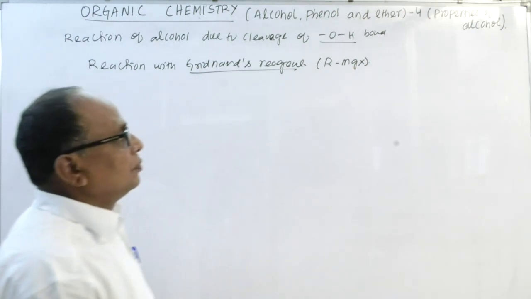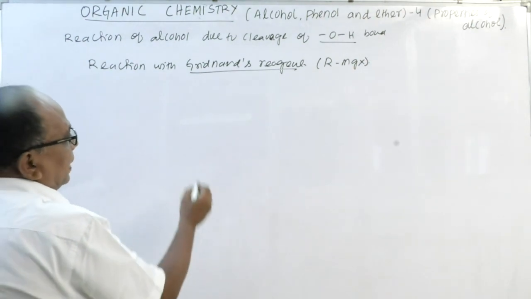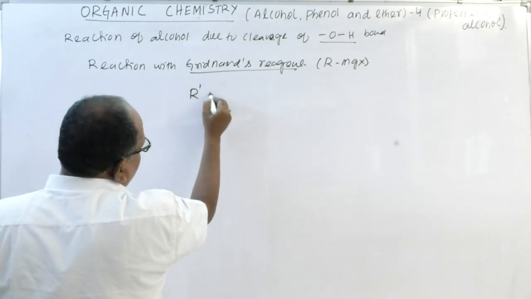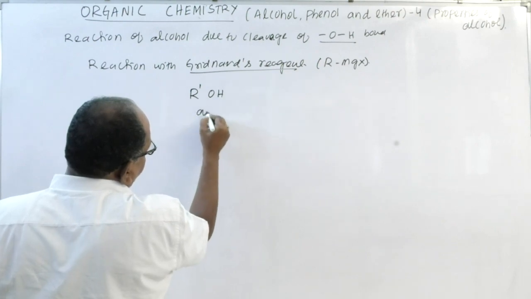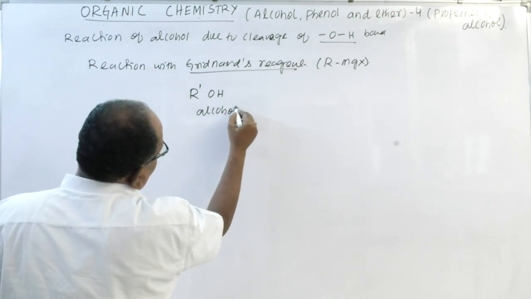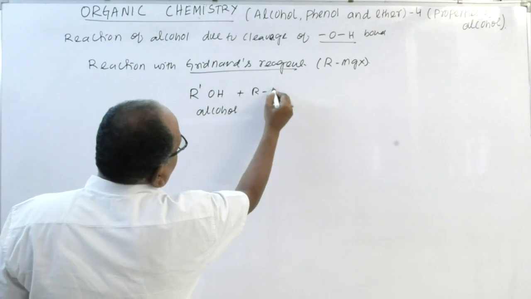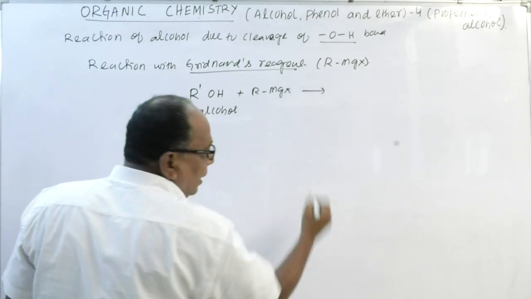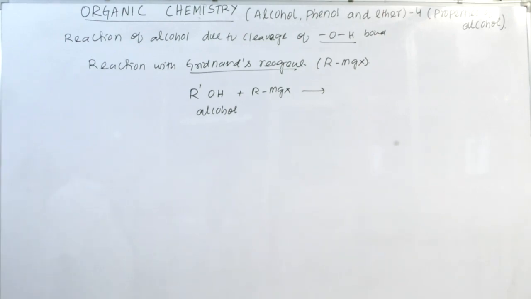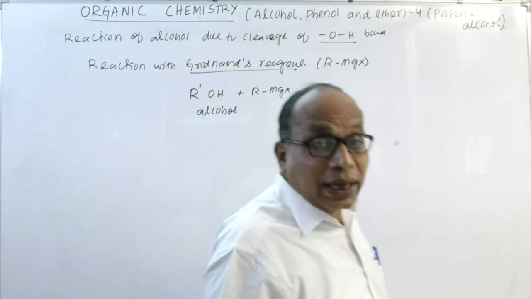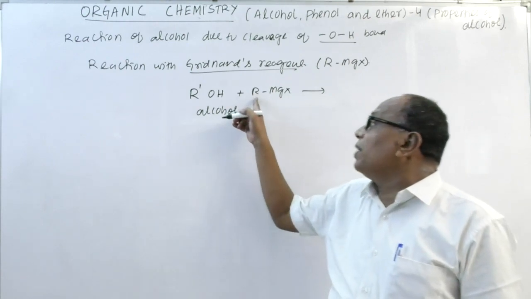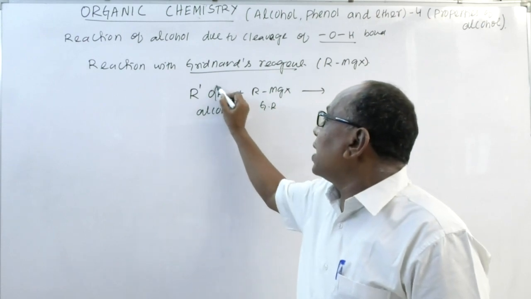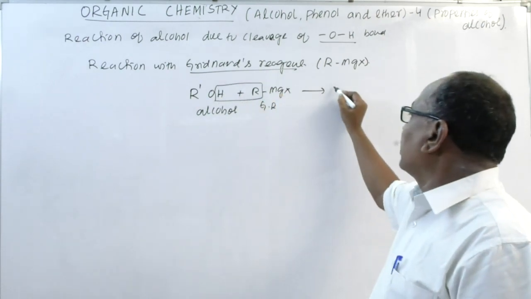The Grignard reagent is RMgX. Any alcohol, for example a primary alcohol R-OH, reacts with the Grignard reagent RMgX. It gives what? It gives the alkane. What alkane? The alkyl group of the Grignard reagent reacts with this hydrogen to give the alkane.